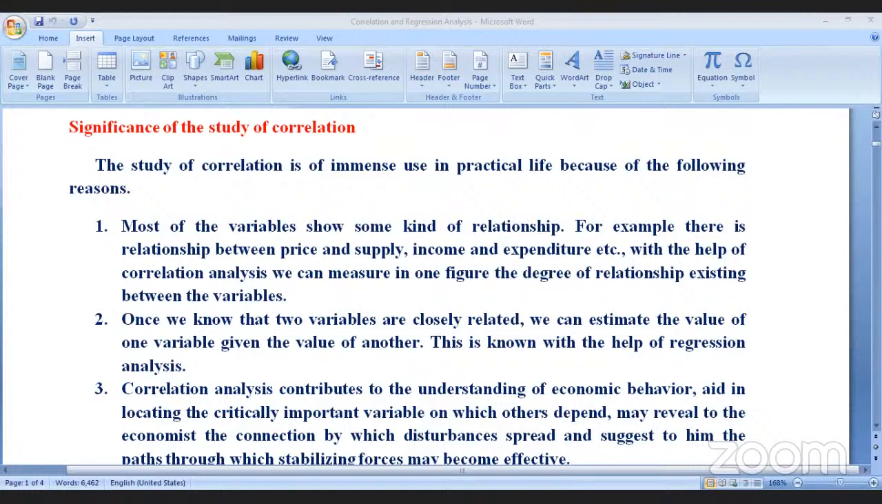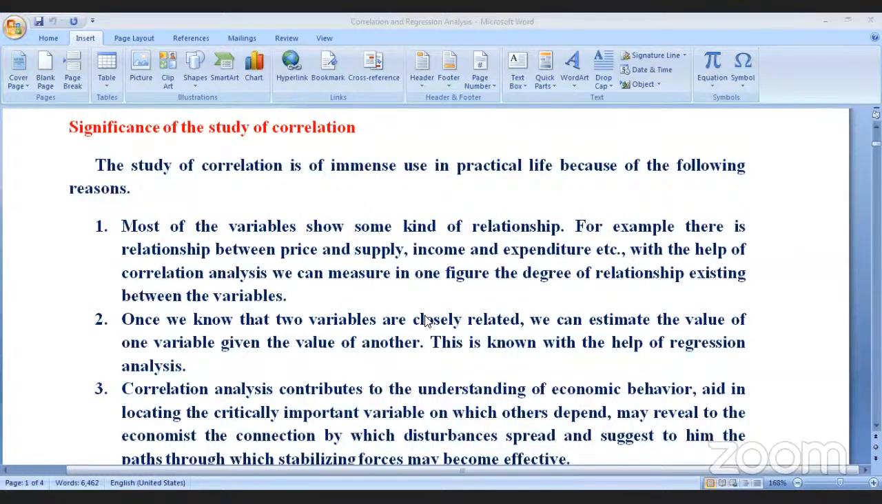So listen here. The second one. Once we know that two variables are closely related, we can estimate the value of one variable given the value of another. This is done with the help of regression analysis. Here, in the X variable some information is given, and they will ask you to estimate the Y variable. Problems of this type we are going to do with the help of regression analysis.